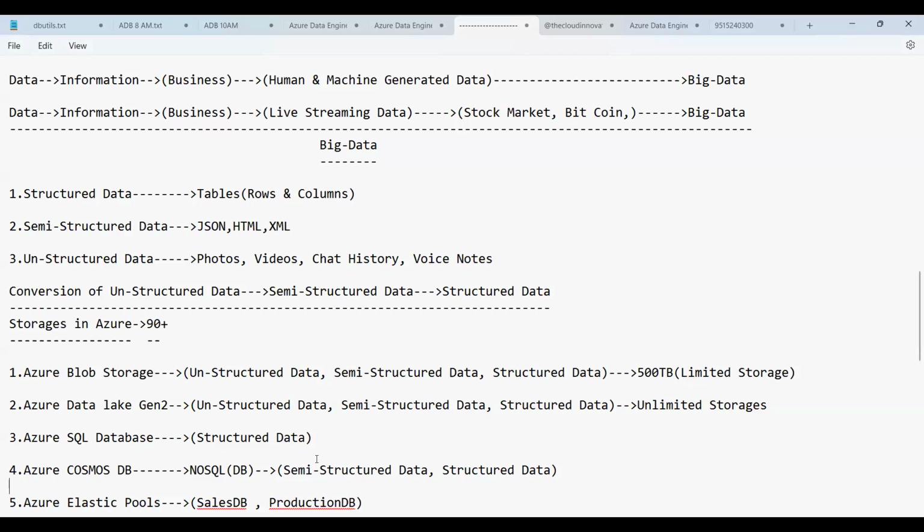all those 100 databases we can store at a single place, where the same is called Azure Elastic Pool. So likewise, if you keep on calculating the same, guys, here you have 90 plus storages available. So how to view these 90 plus storages?